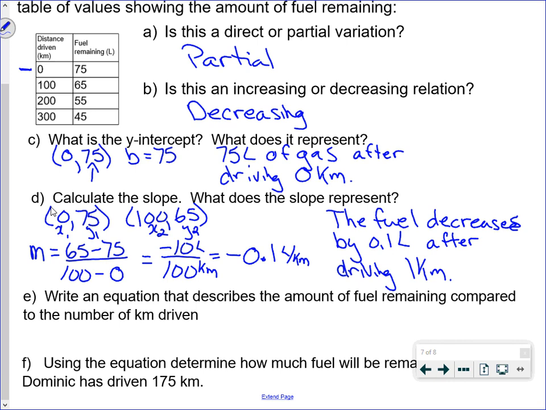So now we want to write an equation that describes the amount of fuel remaining compared to the number of kilometers driven, which is what the whole example is all about. So again, we can use our y equals mx plus b. And again, we know we want to see a y there. We want to replace the m with the slope, which is from the previous question. So that's negative 0.1 times x, plus our b value, which is our y-intercept of 75. So plus 75 at the end.